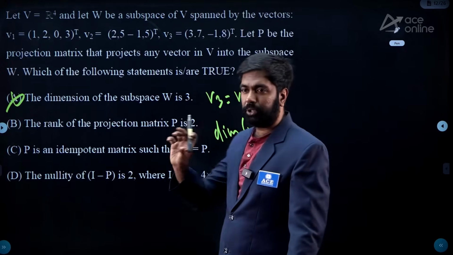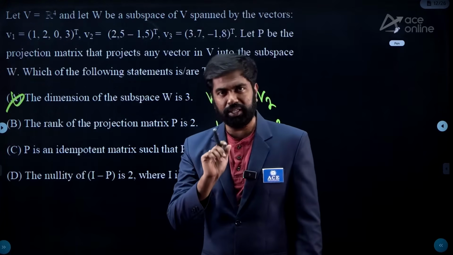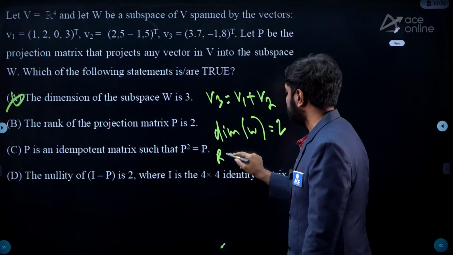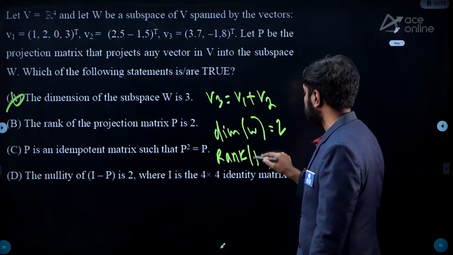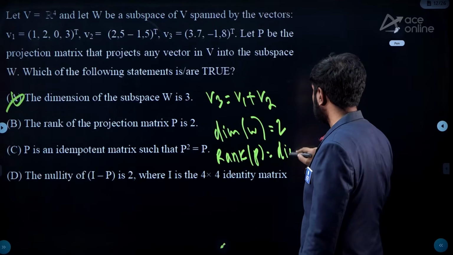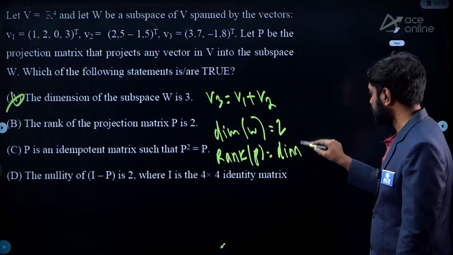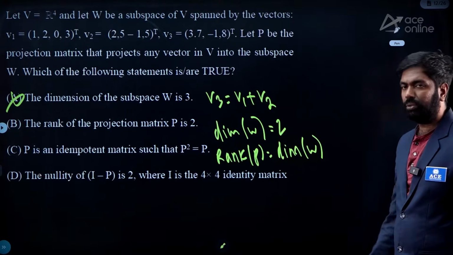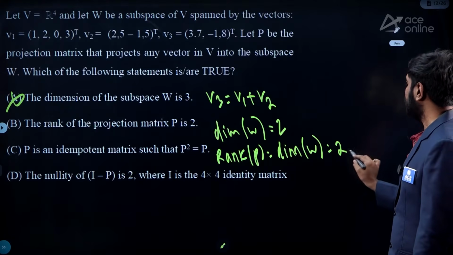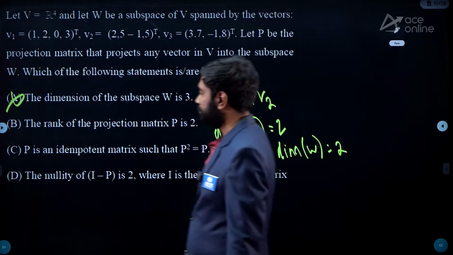The rank of the projection matrix is P. So is P the projection matrix for the subspace W? Yes. Then we have a property that the rank of the projection matrix is equal to the dimension of the corresponding subspace. The corresponding subspace is W and its dimension is 2. So the rank of the projection matrix has to be 2.